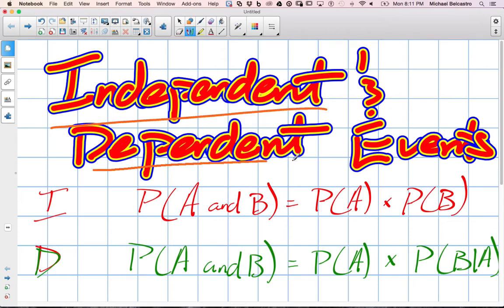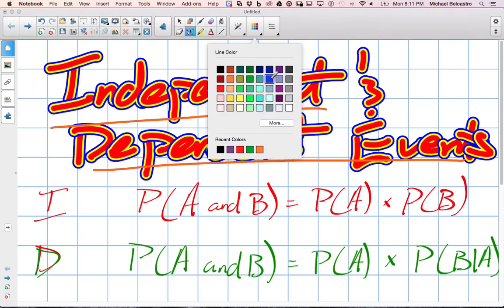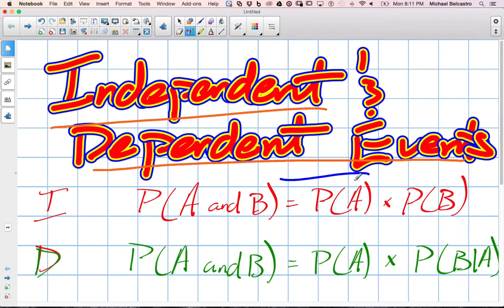We've got independent and dependent events. Ooh, I have a different color. There you go. Okay, so for independent events, that's what our I is. We've done it in red.